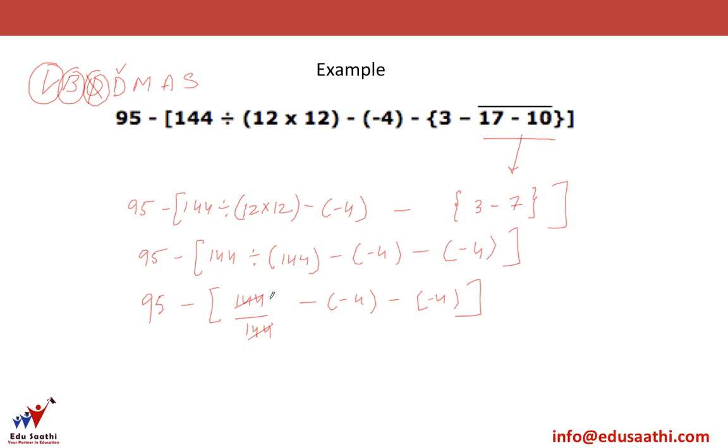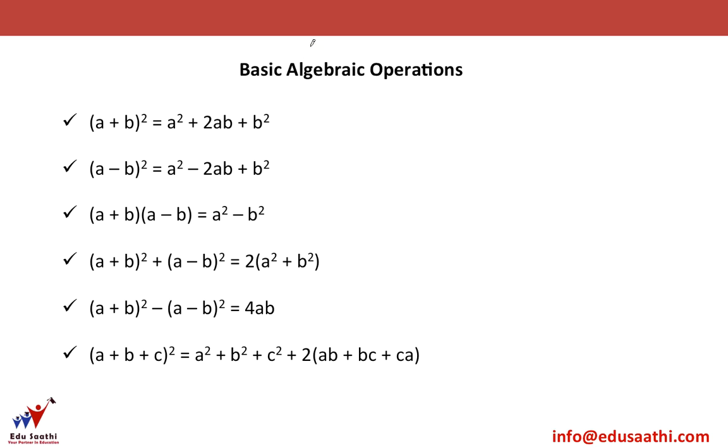So this gives me 1. Now I have to solve multiplication. There is no multiplication, there is no addition, so we are left only with subtraction. So I have 1 minus of minus is plus 4, and again minus of minus is plus 4. So this gives me 95 minus 9, which is 86. So the final answer is 86. So let's move on to the next topic, which is on basic algebraic operations.